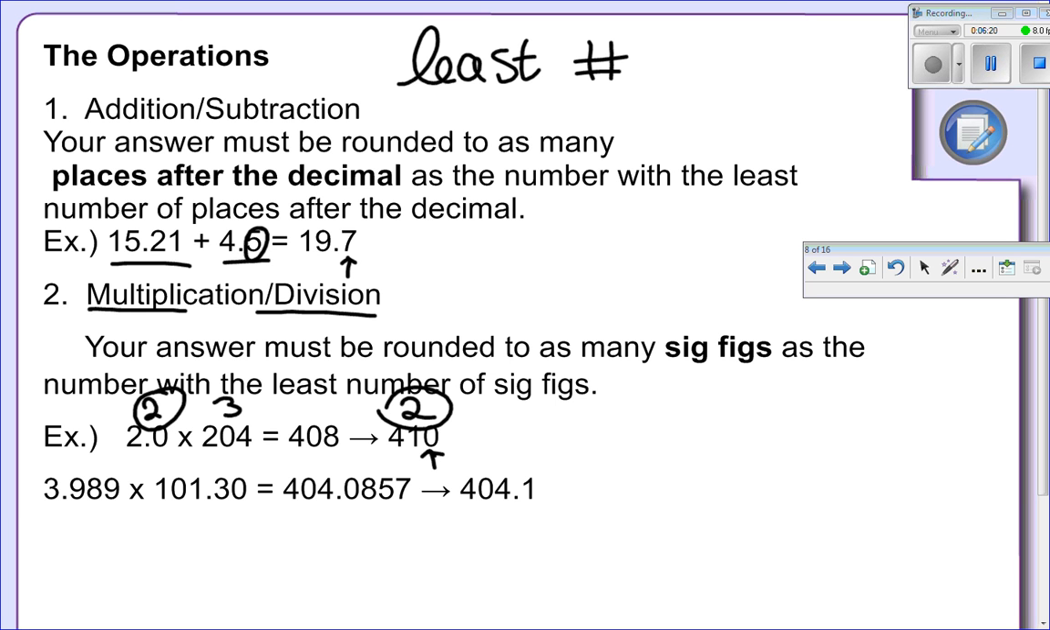So your answer can only be as accurate as your weakest number. Now, when there's a combination of addition and subtraction and multiplication and division in your problem, you do the operations and you round them as you go. So that's significant digits.